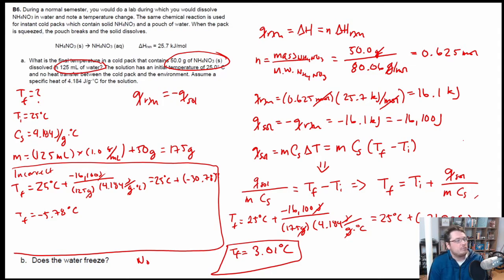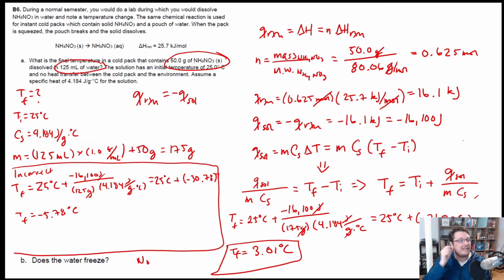But more than likely the final temperature would be 0, because you also have to take into account the amount of energy it takes to go through the phase transition from a liquid to a solid, and that usually requires a lot more energy than just simply changing the temperature of something. But yeah, negative 5.78, I think, is what I originally had on the answer key, which was wrong. But it's actually 3.01.